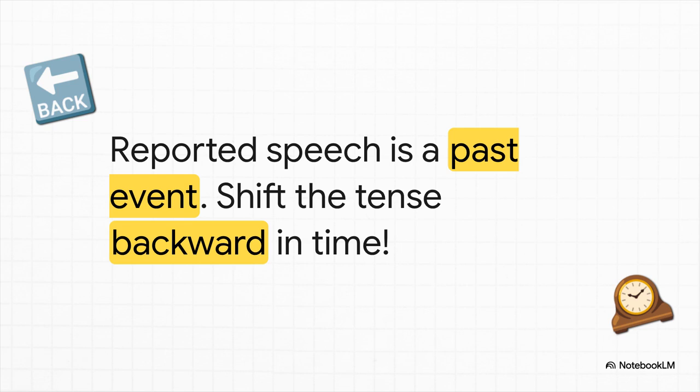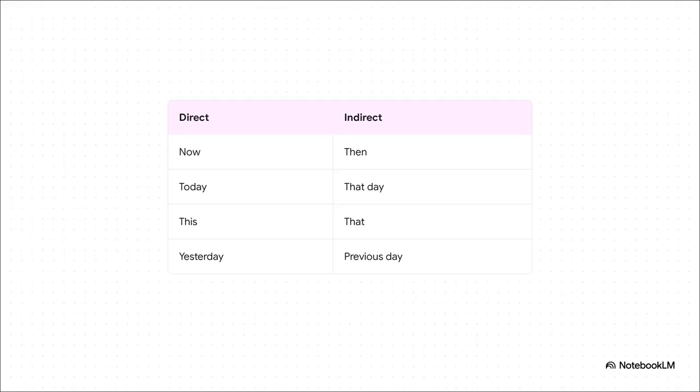So all you do is push the tense backward. Present becomes past becomes past perfect. You literally just slide it one step back in time. For example, I am happy immediately turns into he said he was happy. Easy, right? And naturally, when you push the tense backward, the time words have to shift backward too. So now becomes then, today becomes that day, yesterday turns into the previous day.